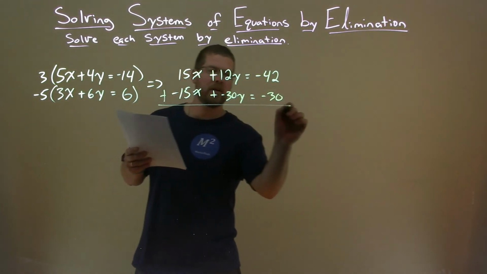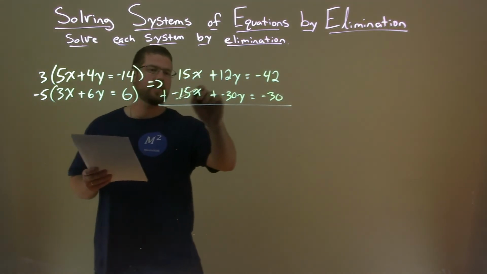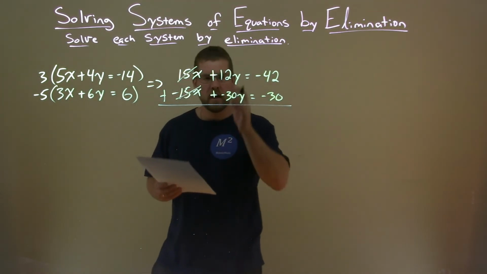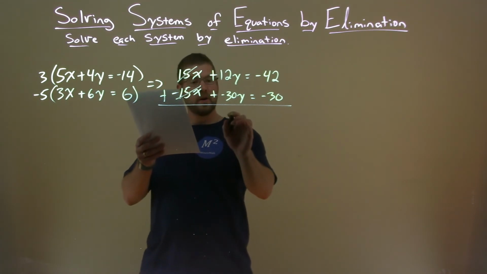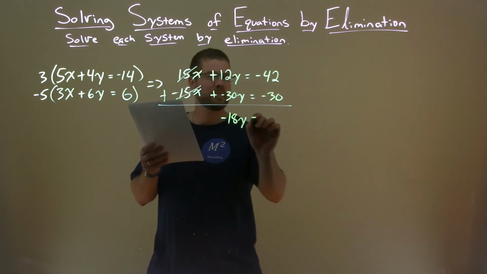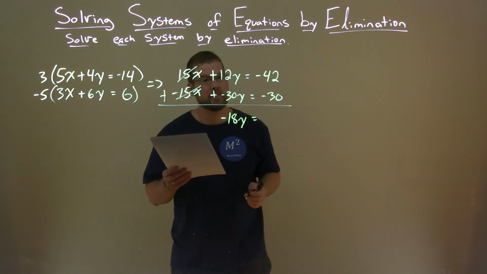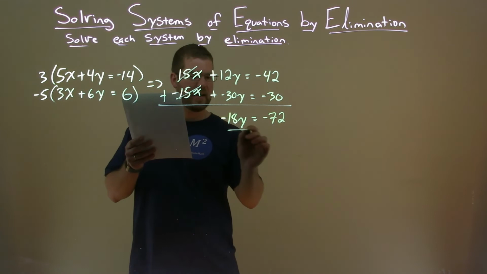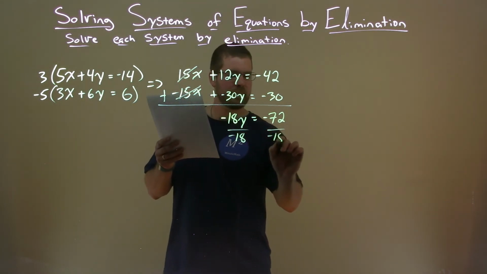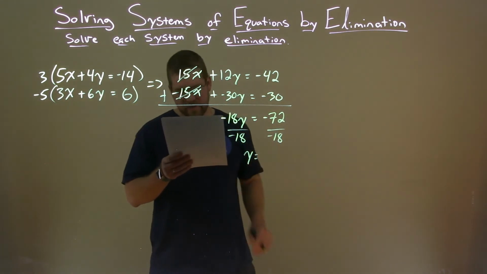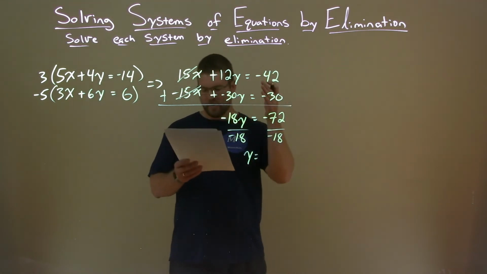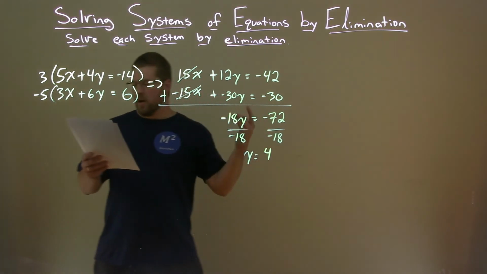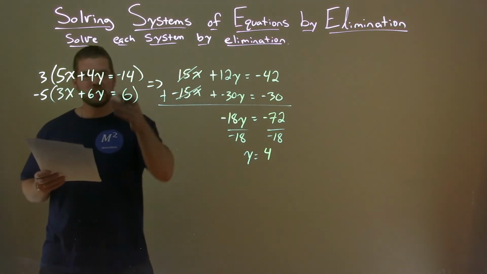We add the two equations together. Our goal is to get the x's to eliminate, and they do. 15x plus a -15x is just 0. 12y plus a -30y is a -18y. And -42 plus a -30 is a -72. Divide both sides by a -18. And what do we get? Well, y by itself, -72 divided by -18. Negative divided by negative is a positive. Y is 4.